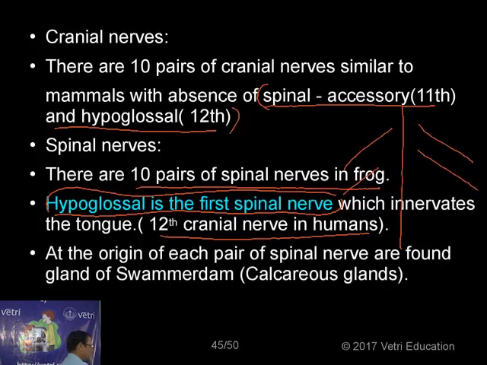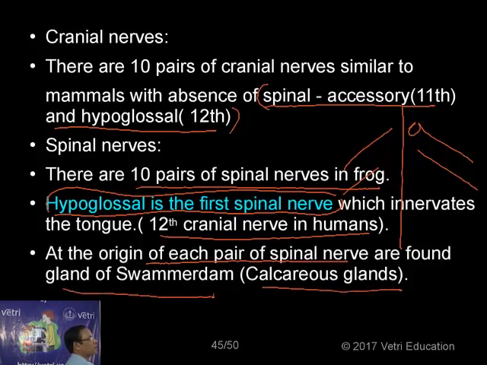At the origin of each pair of spinal nerves are found certain calcareous glands. They are called glands of Swammerdam. On either side of the spinal cord, at the place of origin of spinal nerves, we have a calcareous gland made up of calcium carbonate, and that is called the gland of Swammerdam.